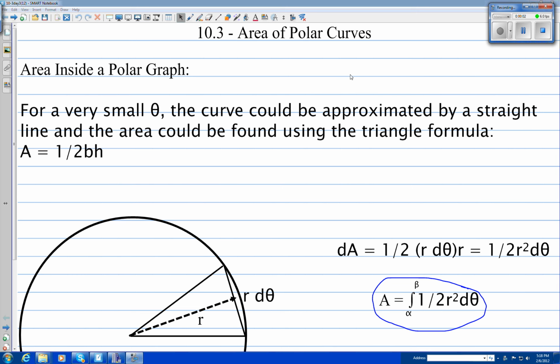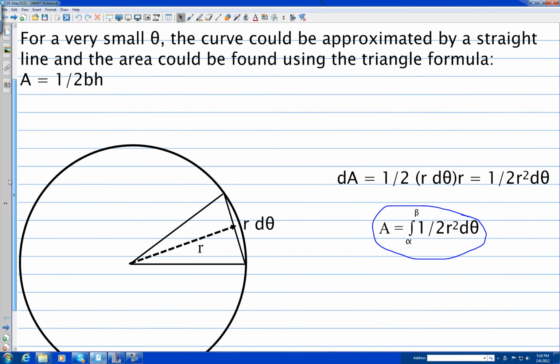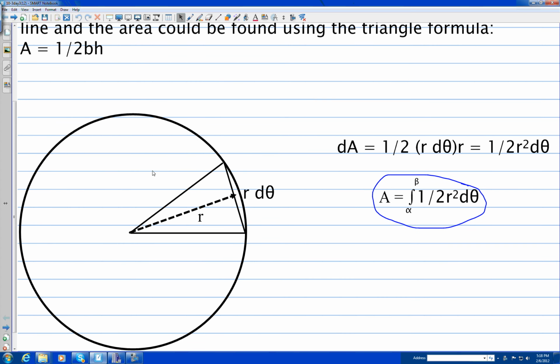This is section 10.3. We're finding area of polar curves, area inside a polar graph. For a very small theta, the curve could be approximated by a straight line, and the area could be found using the triangle formula, area equals 1/2 base times height. Now take this circle, for example. It could be other different curves as well.